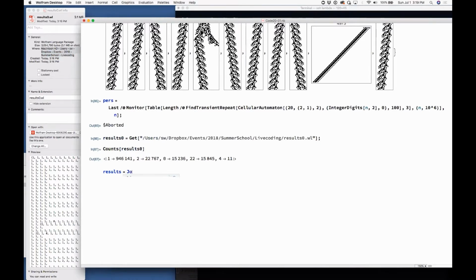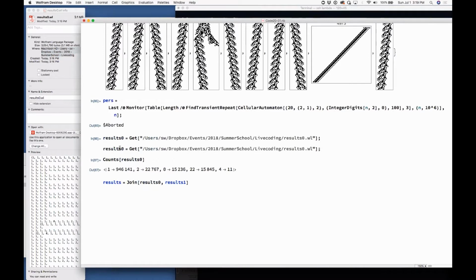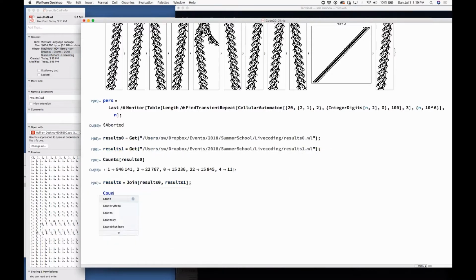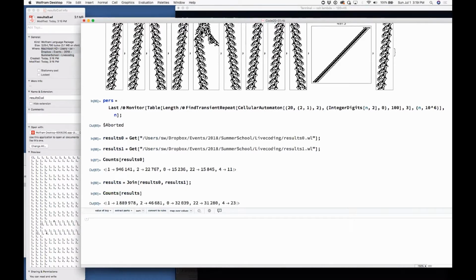Let's go ahead and say join results 0 and results 1. Oh, whoops, results 1 we've got to get by pulling in that file. So results 1 here. Okay, now let's just do counts for results. Same deal. We've not seen any new structures. We've got 32,000 cases where we can't tell what happened, right? So the question is, what are those 32,000 cases?